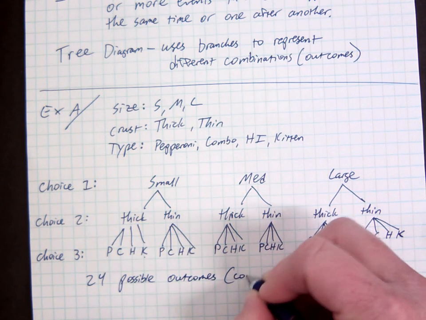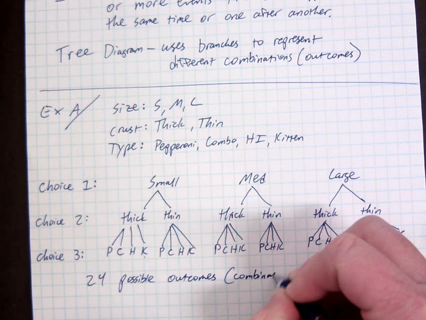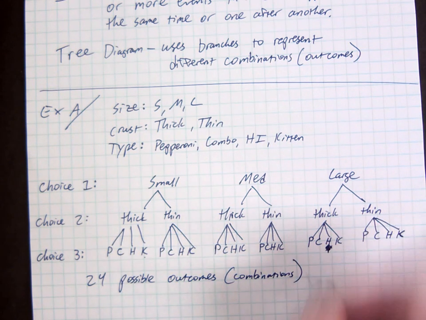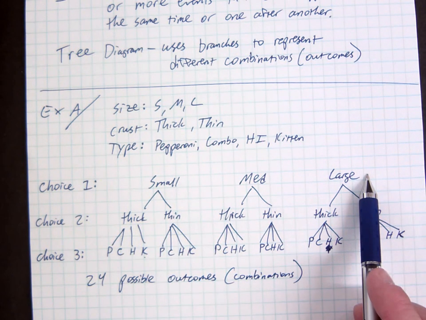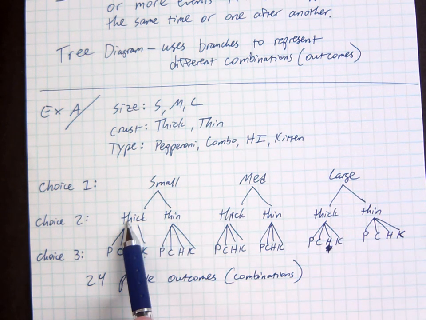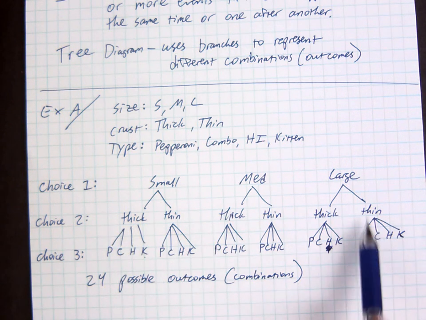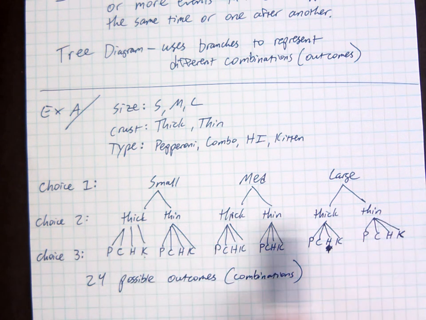Or combinations. Now, some of you probably already see the shortcut, that we don't have to count the end results. We can simply take the number of choices we had each step along the way, and we can multiply them. We had 3 sizes, and we multiply each size by 2 choices of crust. Now I've got 6 total combinations.